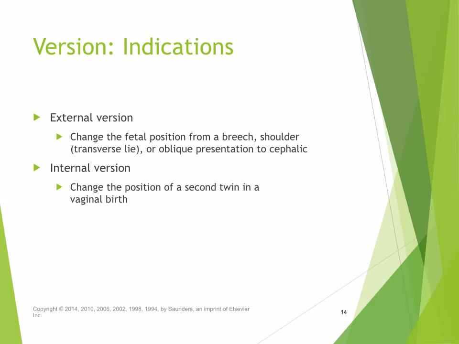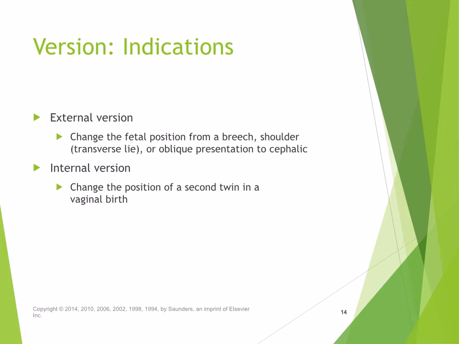A version is the physical movement of a baby from the outside, usually with the provider's hands, to help move this baby into a cephalic presentation. An external version changes the fetal position from breech or shoulder, transverse lie, to an oblique or a cephalic presentation. An internal version changes the position of a second twin in a vaginal birth.